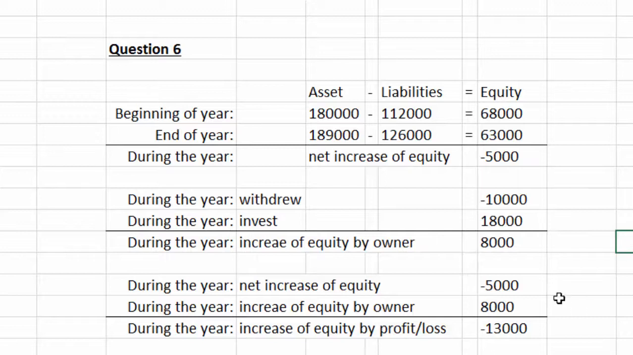In summary, at the beginning of the year, the equity was 68,000. During the year, the owner has withdrawn 10,000 and invested 18,000. As a result, the owner has increased the equity by 8,000. However, because of the loss of 13,000, the equity has ultimately decreased by 5,000. So our answer will be 13,000, which is B.